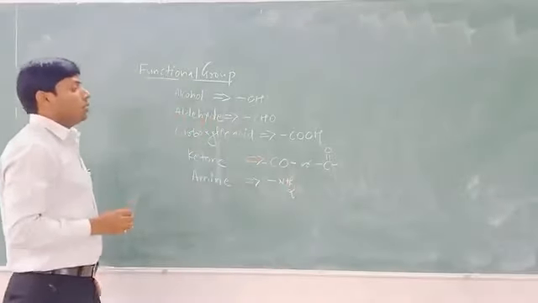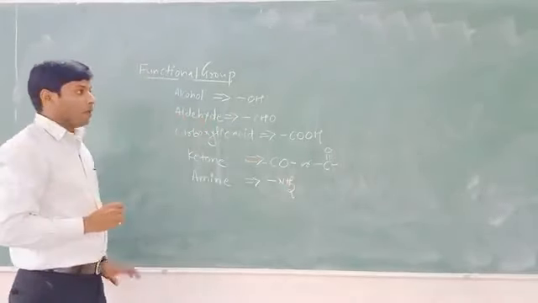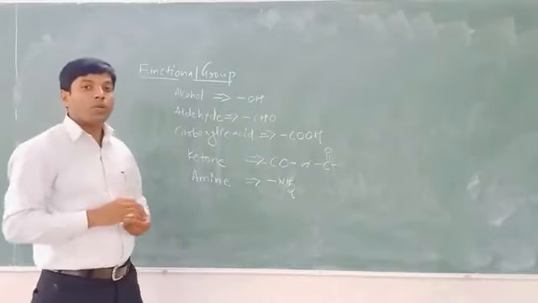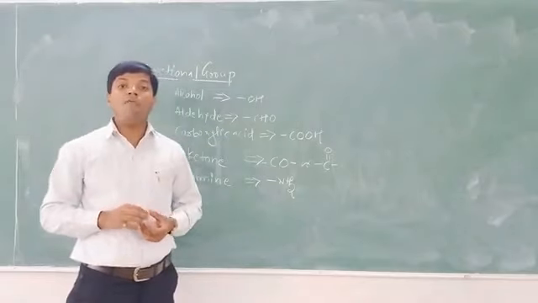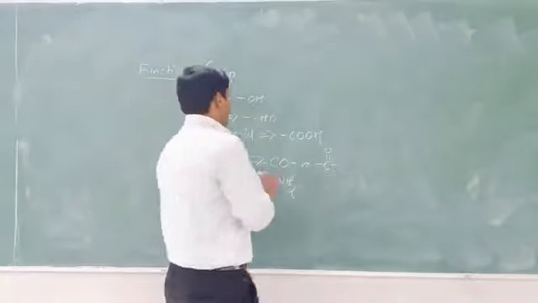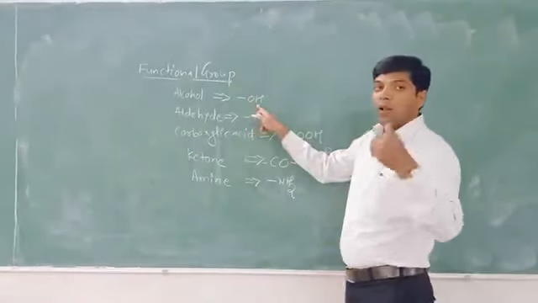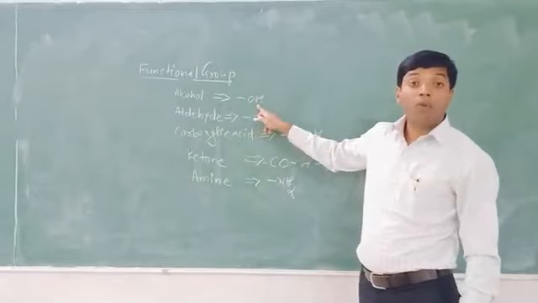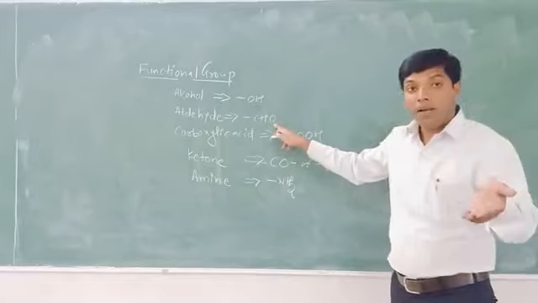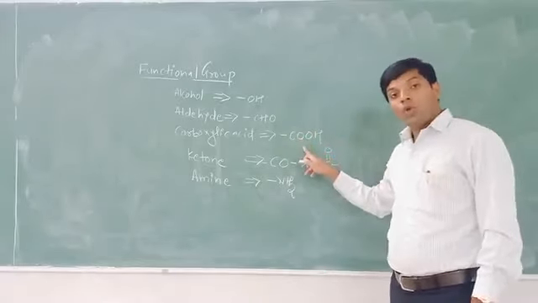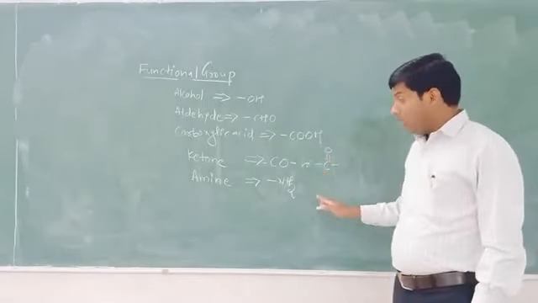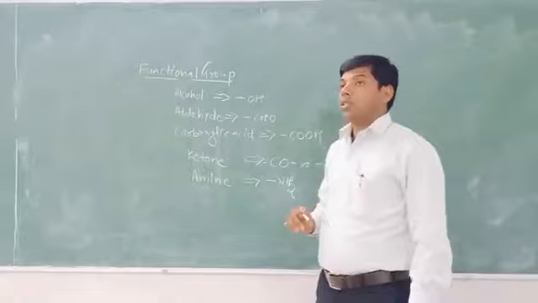Likewise, so many functional groups are there. So what are functional groups? Atom or group of atoms which determines the properties of organic compound are called functional group. Suppose if it contains an OH group, then we can call that particular organic compound an alcohol. If it has a CHO group, we call it an aldehyde. If it has the COOH group, we call it a carboxylic acid. Then ketone, then amine. So these are the functional groups.